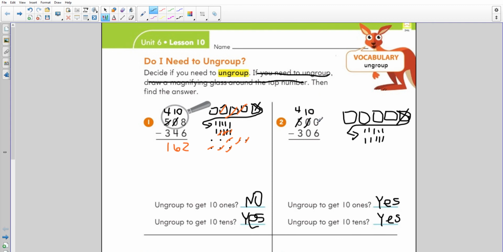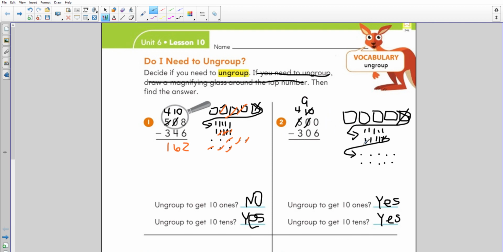Let me go back and subtract again. I can't. I said, yes, I need more tens here. So how do I do it? I'm going to ungroup one of my tens to give myself 10 ones, just like this. Going back to my picture, I have 4 hundreds. Yes, I had 10 tens, but now I have 9. I'm going to make that corresponding change, showing my ungrouping.